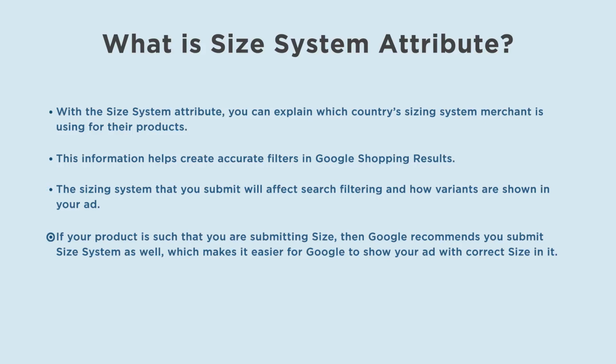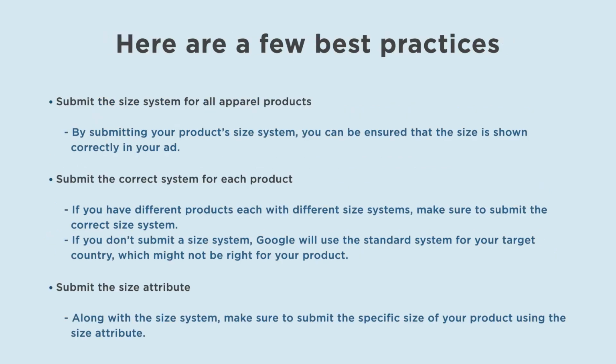If your product is such that you are submitting size, then Google recommends you submit size system as well, which makes it easier for Google to show your ad with correct size in it. Here are a few best practices. Submit the size system for all apparel products. By submitting your product's size system, you can be ensured that the size is shown correctly in your ad.